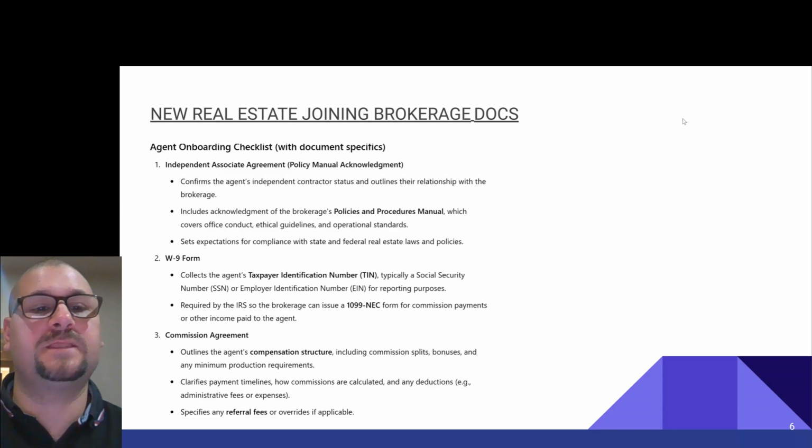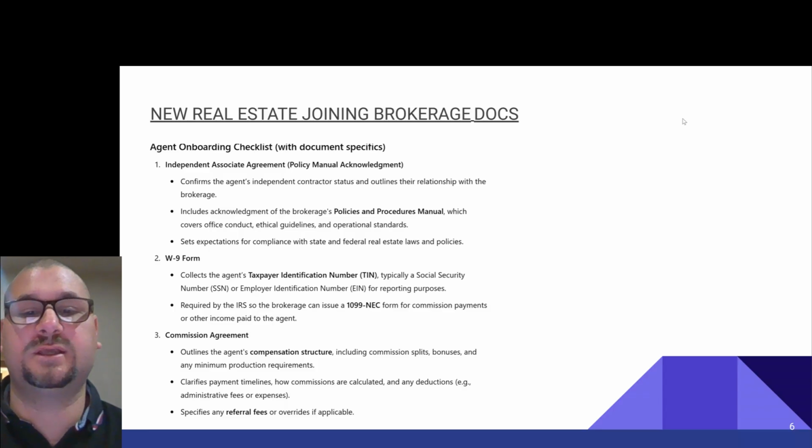The commission agreement is going to outline the agent's compensation structure, including commission splits, bonuses, and any minimum production requirements. It's going to clarify payment timelines, how commissions are calculated, and any deductions.